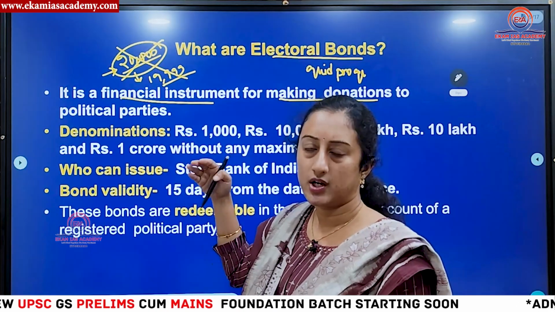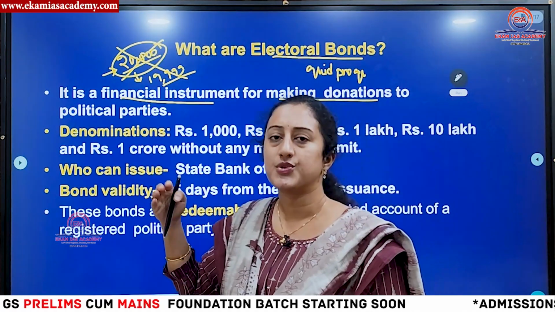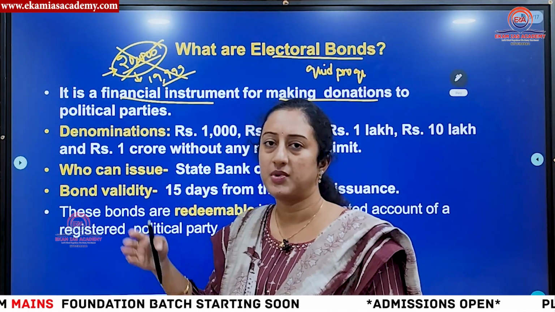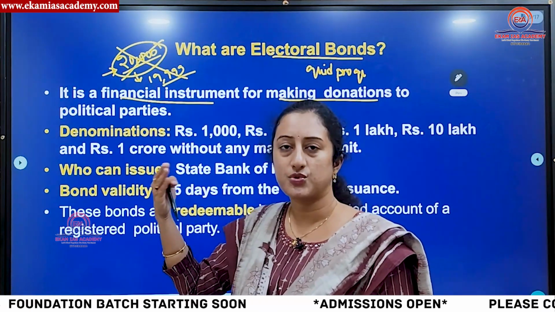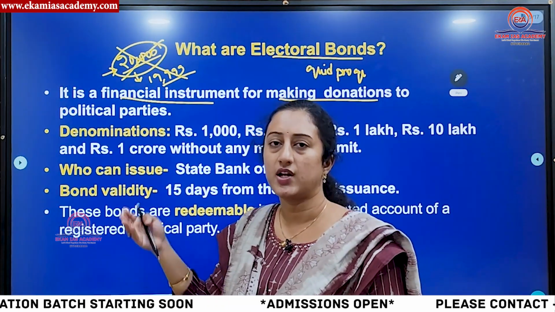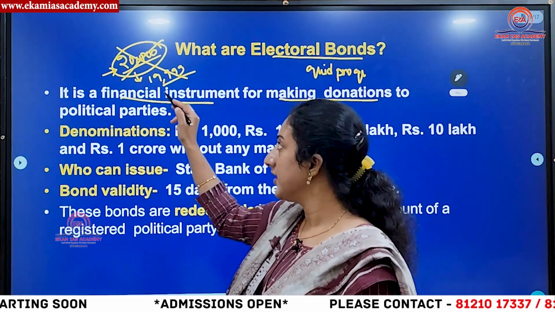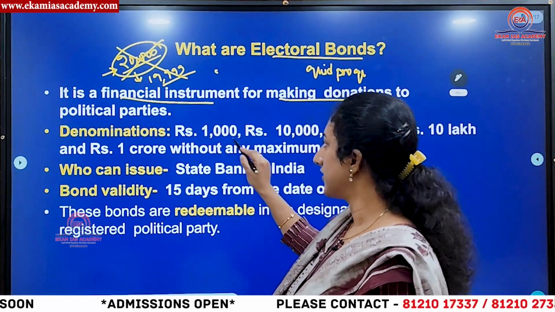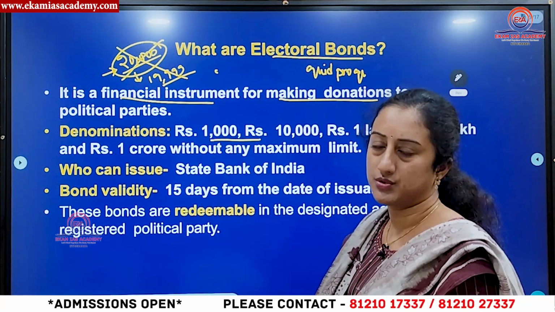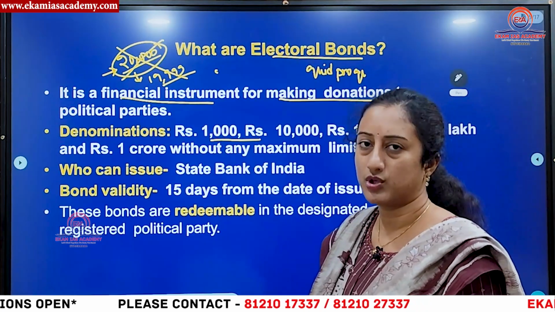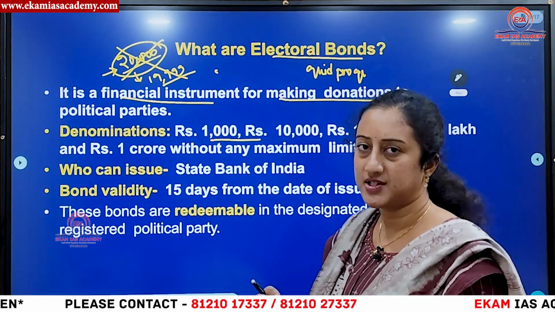SBI is authorized to take care of this, so it is done through the banking system. That means only clean money will enter. That means all the black money which used to dominate political funding previously is now wiped out. That is what the Government of India said. But instead of 20,000, they started issuing denominations of 1,000 only. Above 2,000, whatever amount is received can be through this electoral bond scheme. In this way, they made some changes.